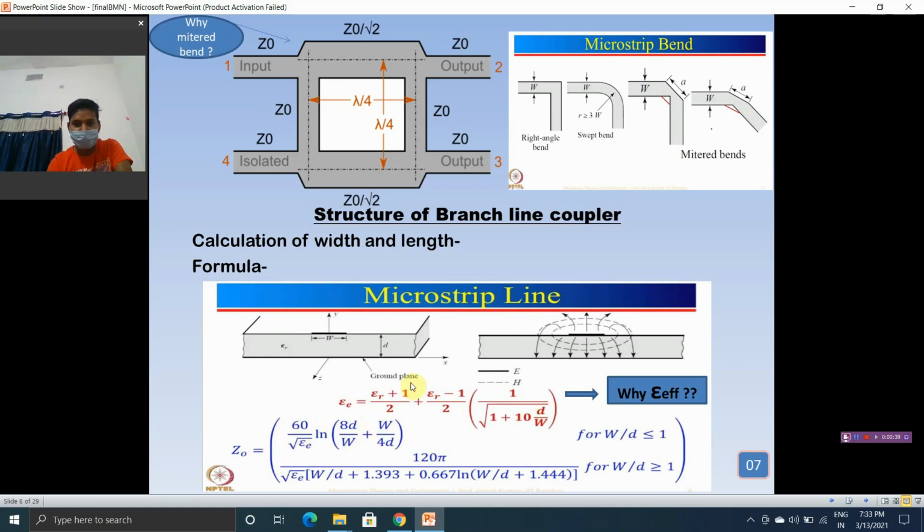To do so, we first have to calculate the effective permittivity by using the relative permittivity of our substrate, and after that we have to fix the height of the substrate so that we can calculate the width. In this formula, if we are finding for a 50 ohm transmission line, then we need to put 50 here, and we can calculate the effective permittivity from this formula and put it here also. And D is also fixed by choosing the height of the substrate, and then finally we can calculate the width of our transmission line.